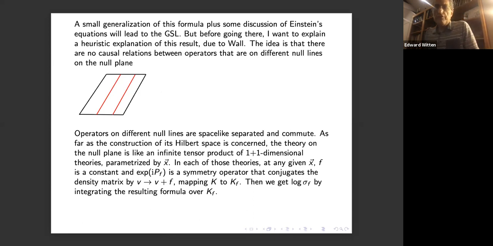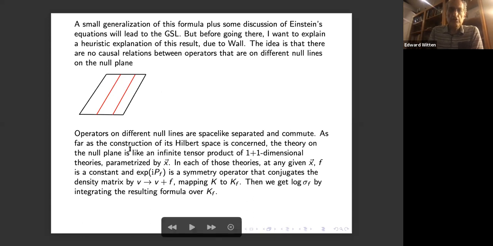As far as the construction of its Hilbert space is concerned, the theory of the null plane is like an infinite tensor product of 1 plus 1 dimensional theories parameterized by x. In each of these theories at any given x, f is just a constant, and e to the iPf is a symmetry operator that conjugates the density matrix by v to v plus f, mapping k to k sub f. So then we get the log sigma f by integrating the resulting formula over x.